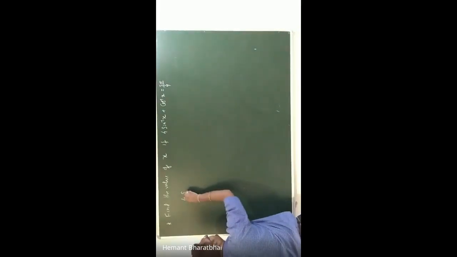Okay, so let's do it. It's given to us that sin inverse of x plus cos inverse of x is equal to 3 pi by 4. Now, do we have any formula for sin inverse of x plus cos inverse of x?